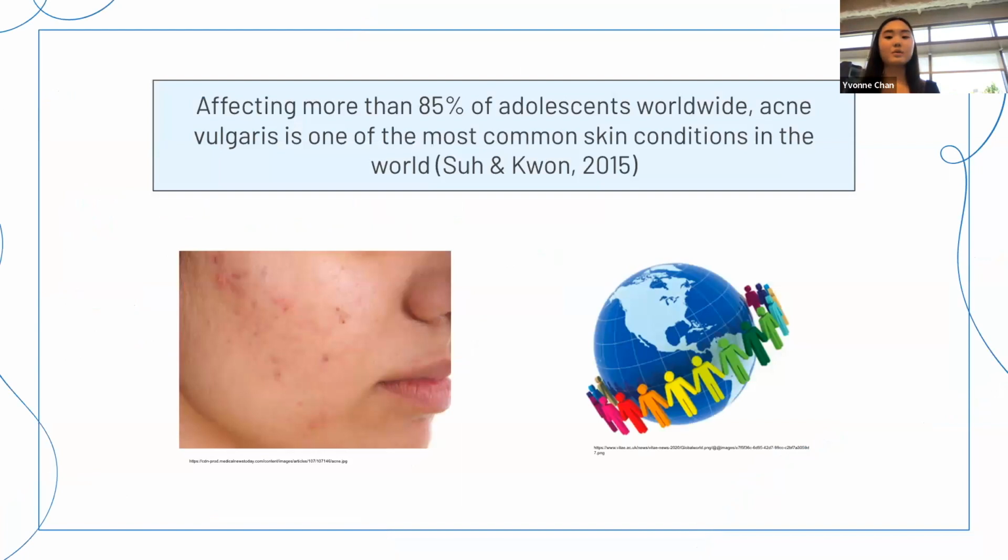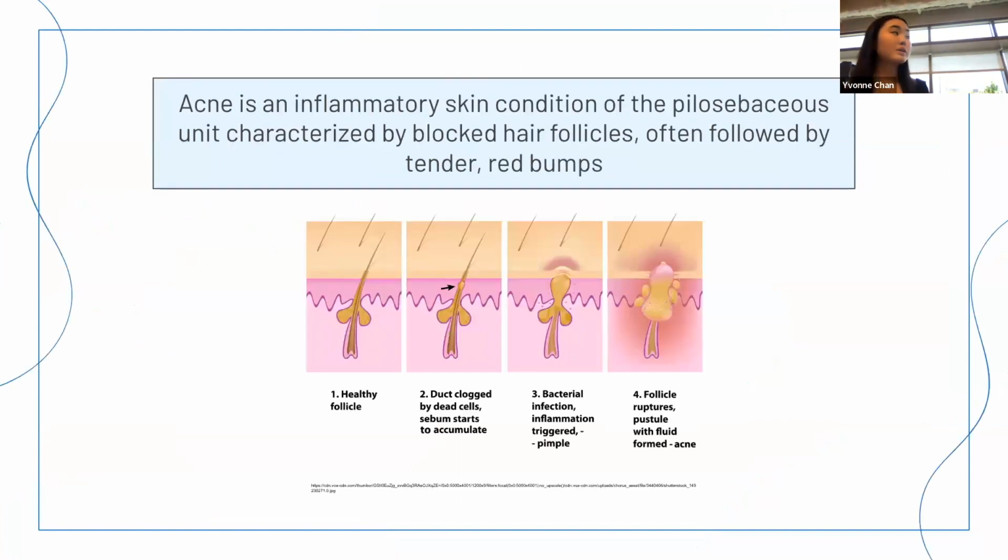So acne is one of the most common skin conditions around the world, affecting more than 85% of adolescents worldwide. And it is an inflammatory skin condition caused by blocked pilosebaceous units, which is also known as the hair follicles. And this is often followed by tender red bumps.